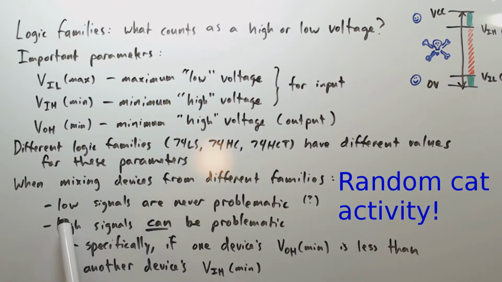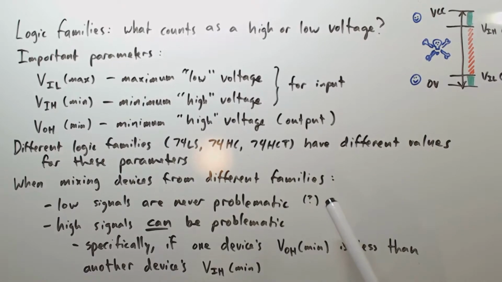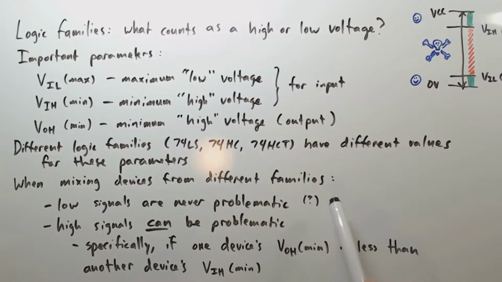So in terms of low output signals, these basically are never problematic. You don't really have to worry about low output voltages. In general, they're going to pretty much always be low enough for any logic family that they're going to count as a valid low voltage. Where you can run into problems is for high signals, high logic levels.